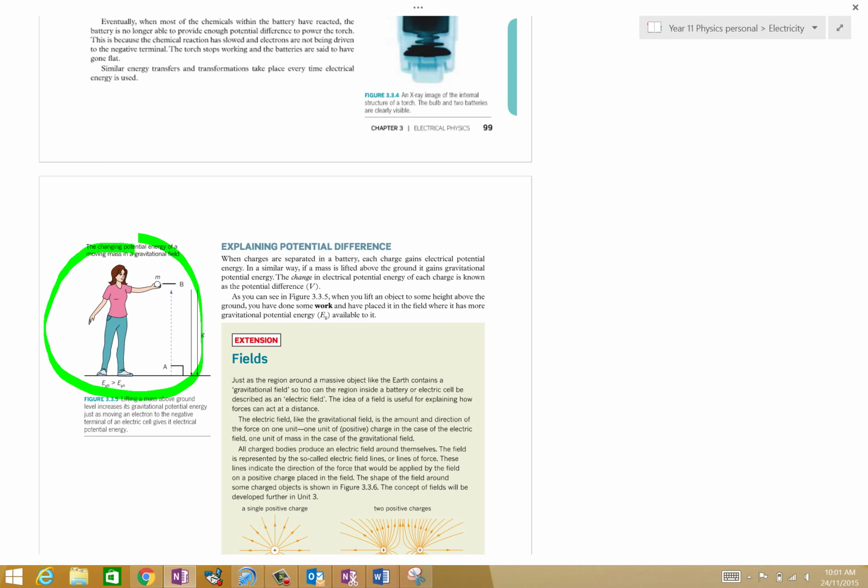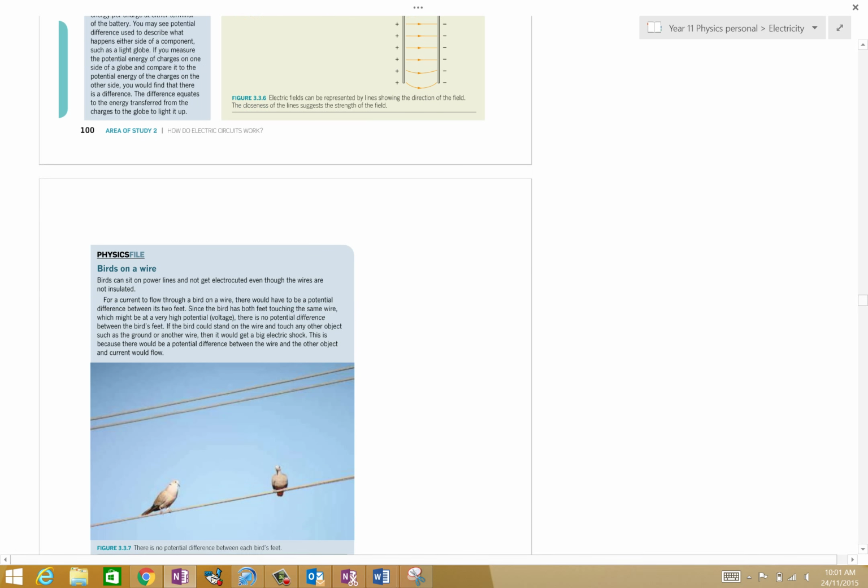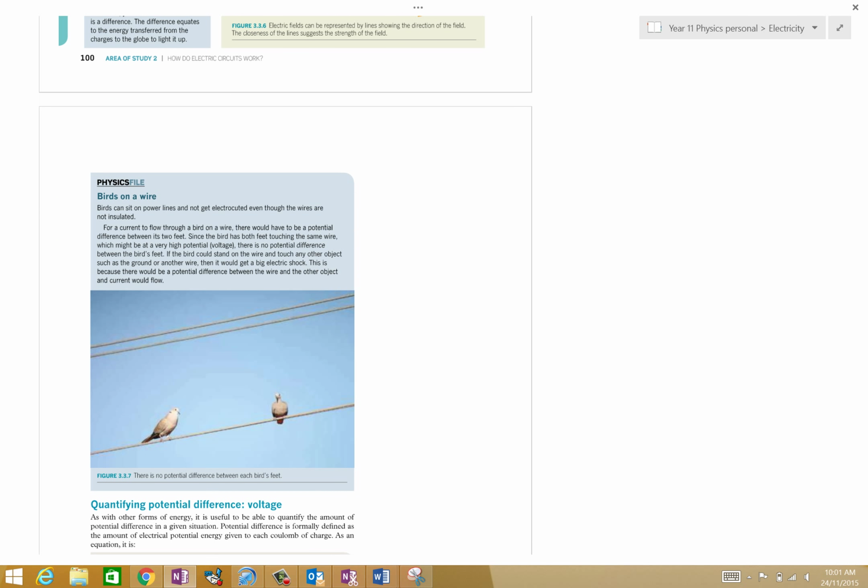Now, what about a bird standing on a wire? Why is a bird standing on a wire perfectly fine? Is there a potential difference between one foot and the other? No, there's not. So if there's no potential difference between one foot and the other, there's obviously not going to be any flow of charge.